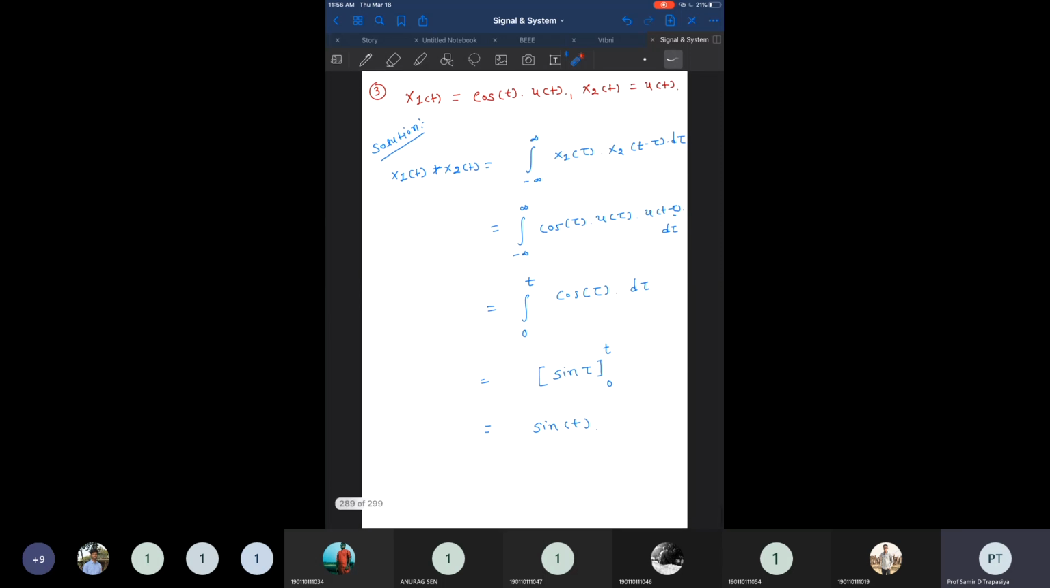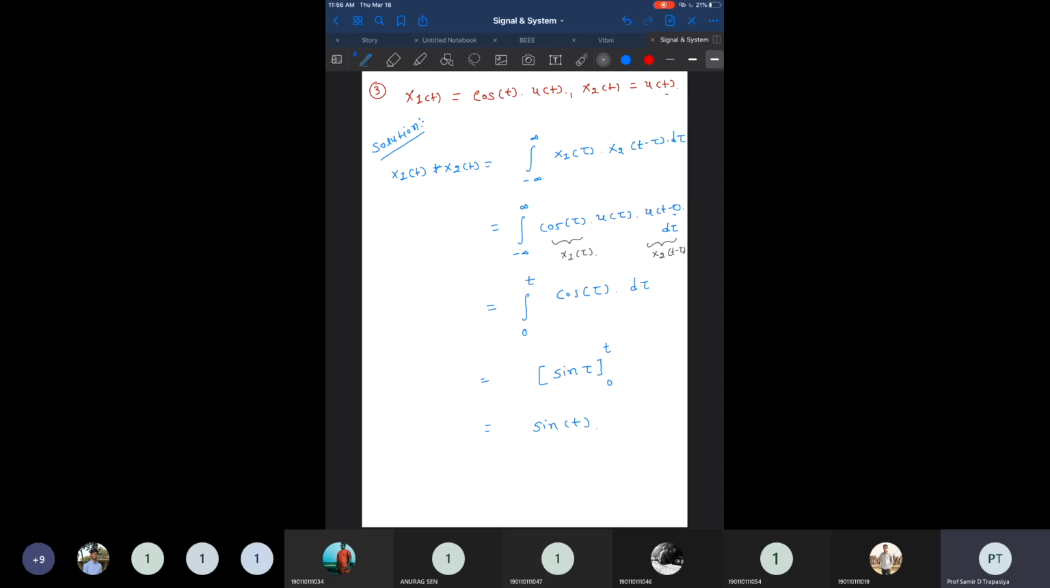So here let's take a look at this third example. We have been given x1 of t equal to cos of t multiplied with u of t. X2 of t is simply u of t, right? U of t is a unit step signal. And then if we produce x1 of tau and x2 of t minus tau, x1 of tau is actually cos of tau, right? And what is x2 of t minus tau? Every t is replaced with t minus tau, so it becomes u of t minus tau. So that is our x2 of t minus tau.